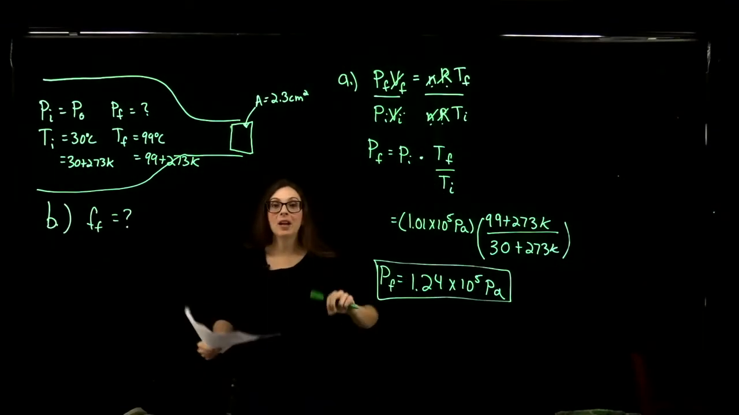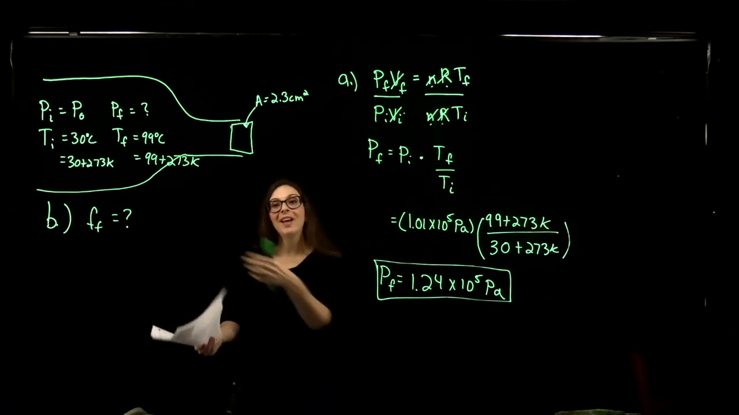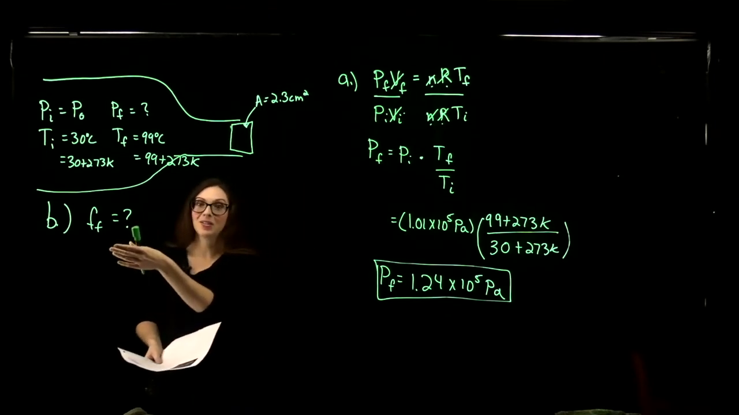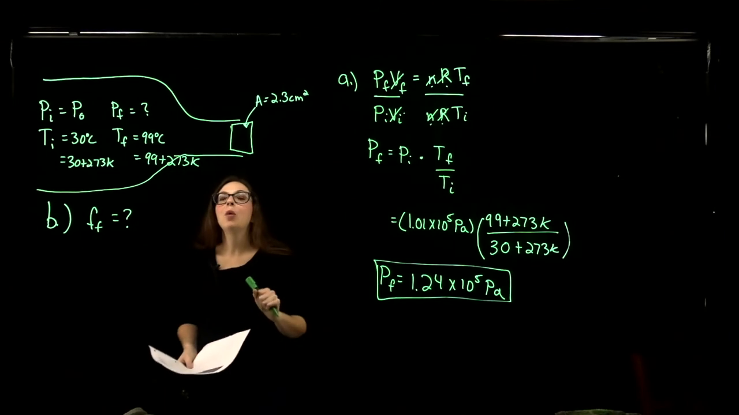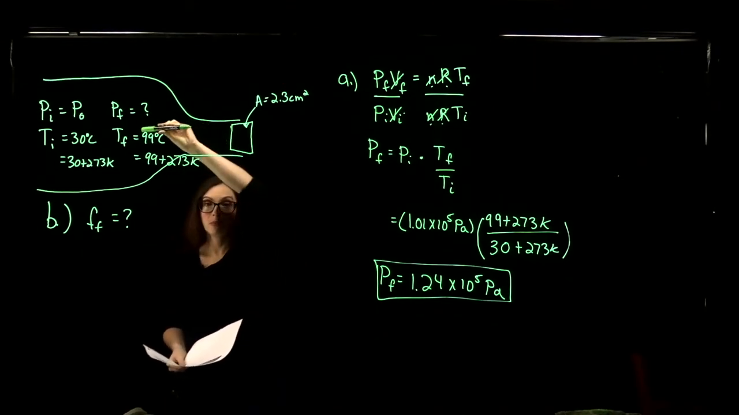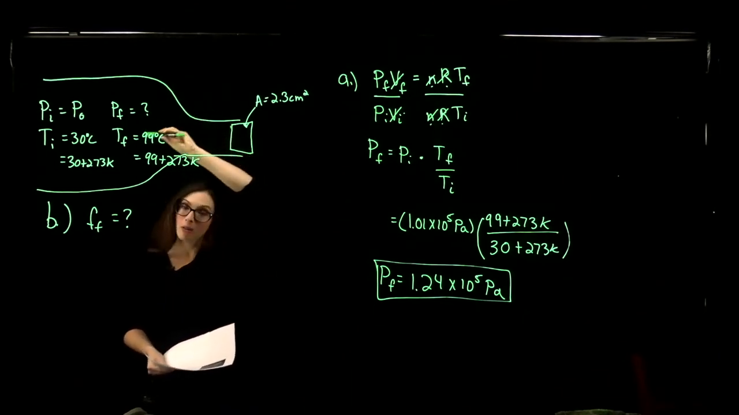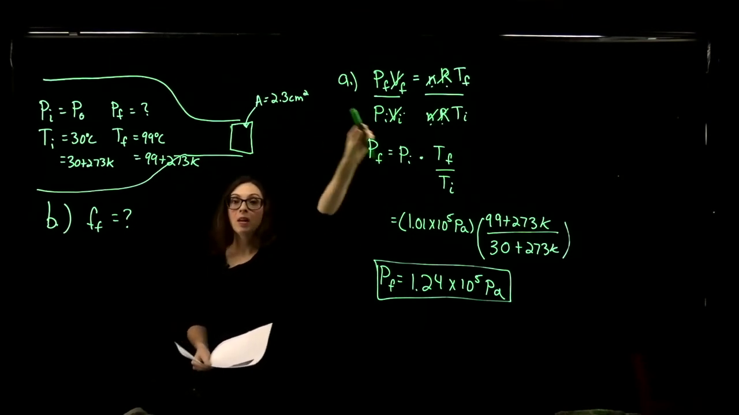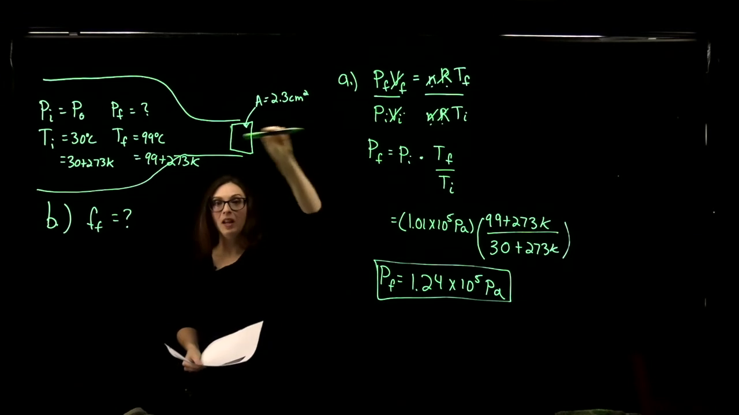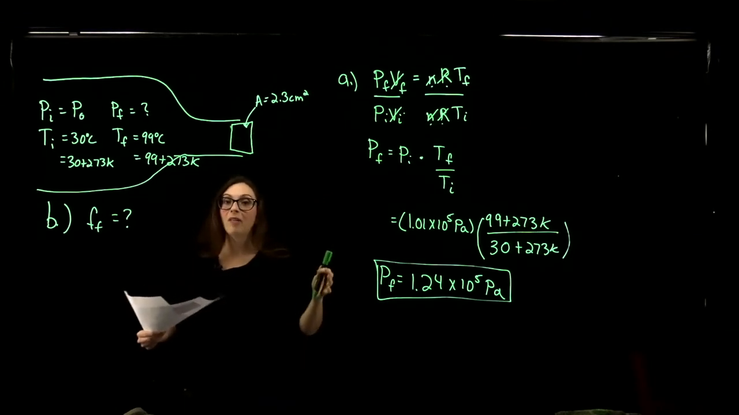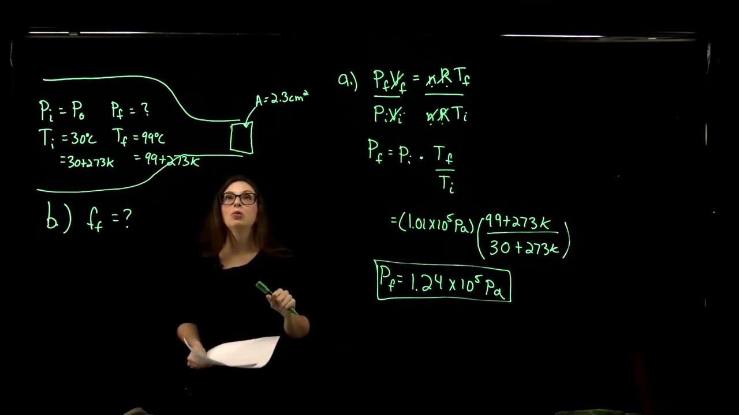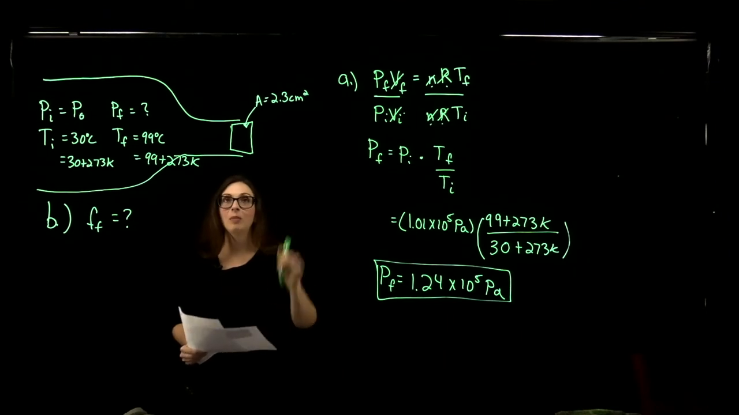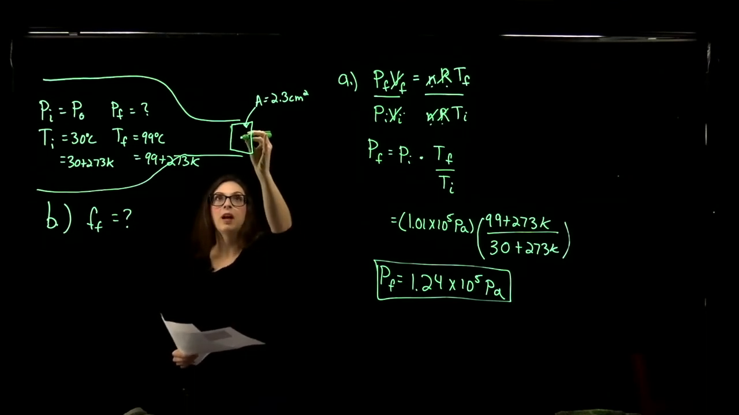Then for part B, what force of friction held this cork in place? Well, let's see. We have a force from the pressure in the bottle pushing out on the cork, and then we have a force from the external pressure pushing in on the cork, and then we're going to have the force of friction. So if we draw the free body diagram on this cork here.